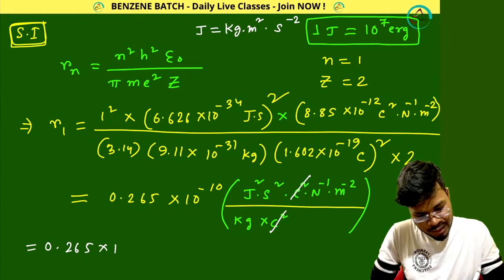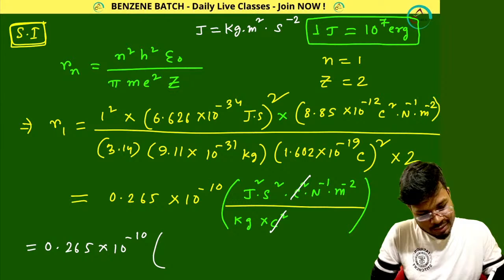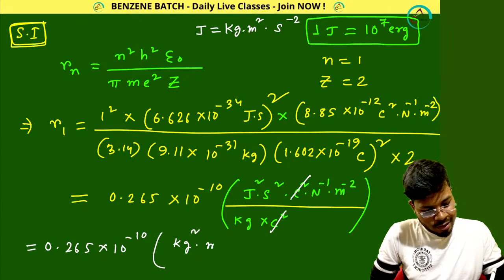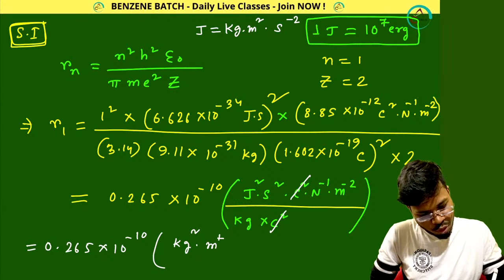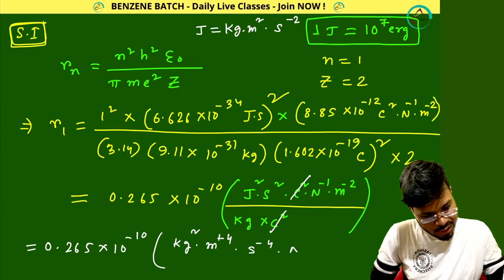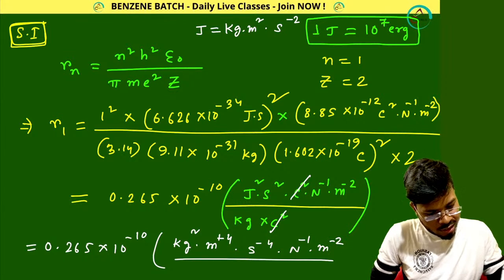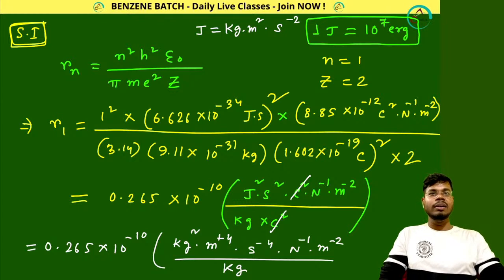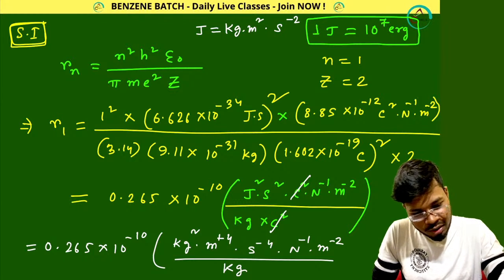So now let me put those values. 0.265 multiplied by 10 to the power minus 10. Then kg square, joule square is there, meter to the power plus 4, second to the power minus 4, Newton to the power minus 1, meter to the power minus 2, and in the below side it's kg. Now it's not done. I have to put the value of Newton.